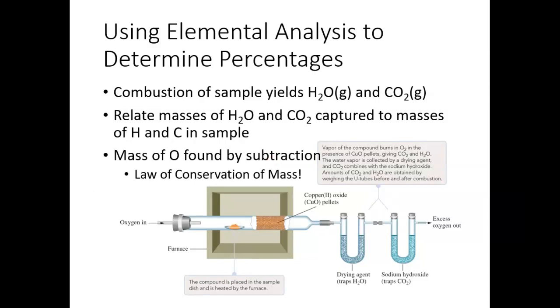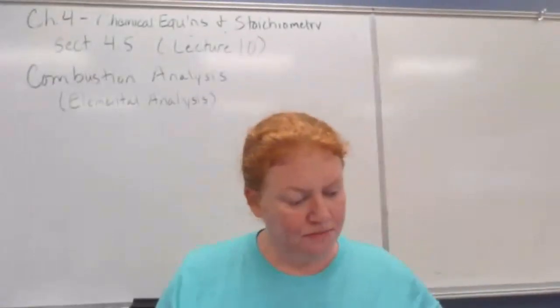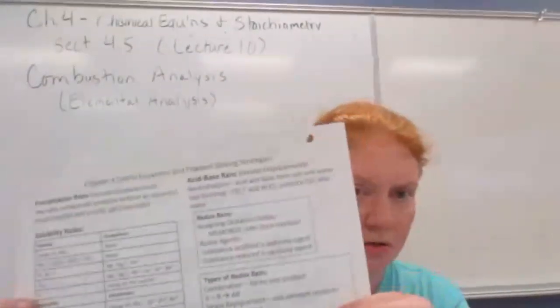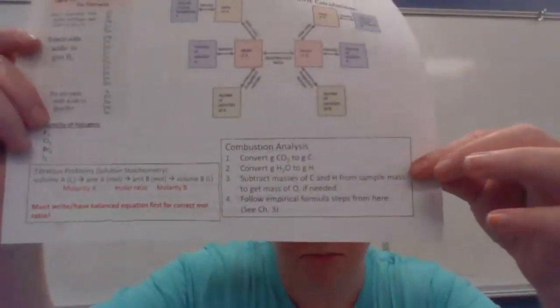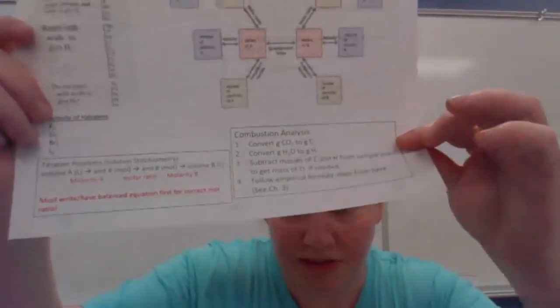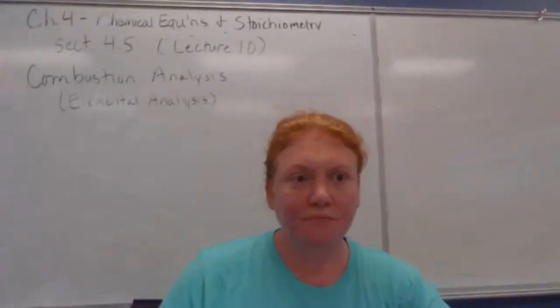So I have an example, and if you're following along with the in-class, I believe this is number 33. And I just want to remind you guys that if you look on your chapter 4 useful equations, on the side that has the stoichiometry flowchart, I've put the problem-solving steps for combustion analysis here. So as we are working through this example, look at your steps and notice how we're following each of these steps, okay?